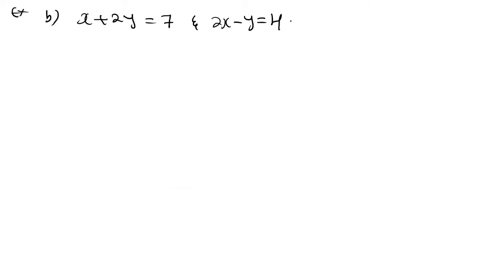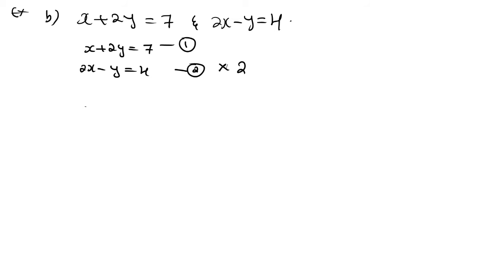See the next example. x plus 2y equal to 7 and 2x minus y equal to 4. Again use the elimination method. Consider the first equation, x plus 2y equal to 7, take it as equation 1. The second equation is 2x minus y equal to 4, take it as equation number 2. In the next step, here x, here 2x is there, here 2y, here y is there. You can't cancel directly.